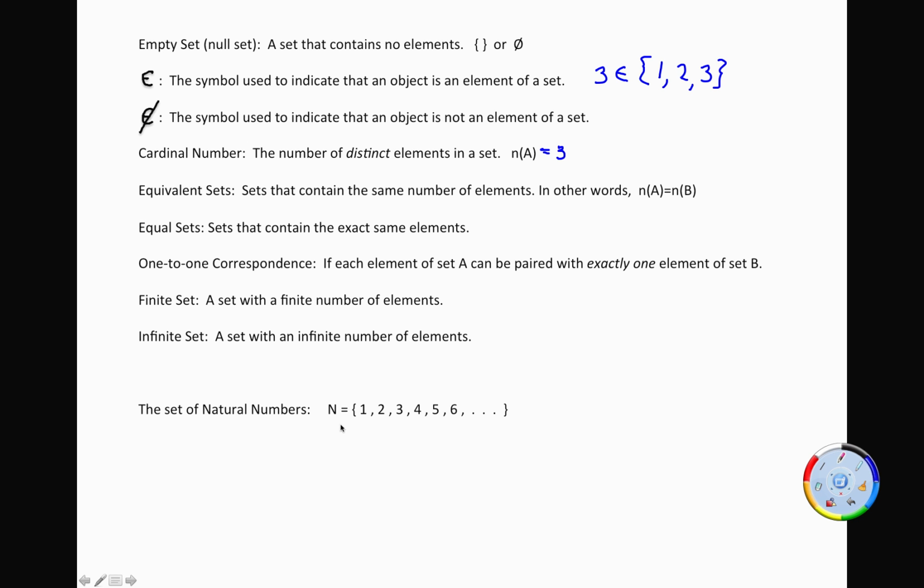This is the set of natural numbers, and this is the main set of numbers we'll be working with. Notice the capital N. Natural numbers are also called the counting numbers, so that may help you remember what the set of natural numbers are. They are the counting numbers. If you were asked to start counting, you would start with 1, 2, 3, 4, 5. That is the set of natural numbers.